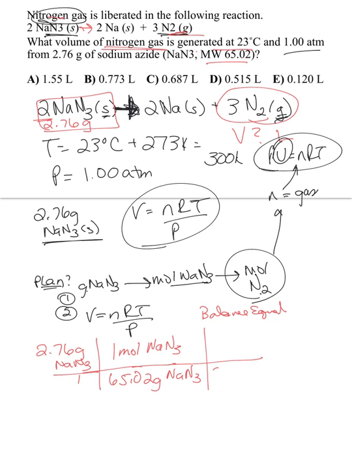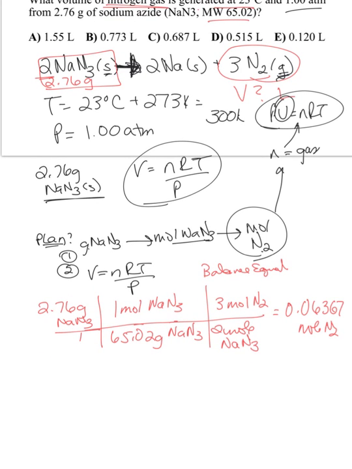For 2 moles of sodium azide, you have produced 3 moles of nitrogen gas. All right, so now let's put that in our calculator. 2.76 divided by 65.02 equals, times 3 divided by 2, gives me 0.06367 moles of N2.